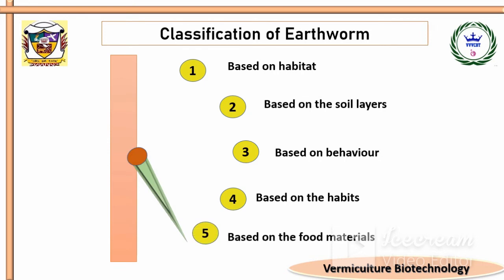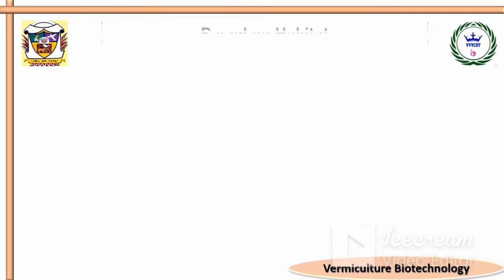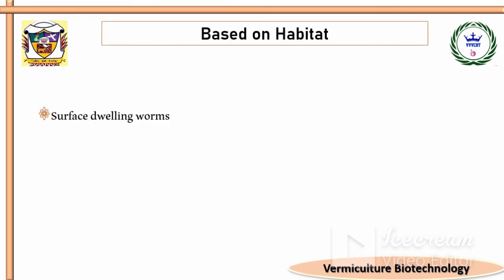Evans and Guild in the year 1947 classified the earthworms into two based on their habitat. They are surface dwelling worms and deep dwelling worms. Based on the soil layers, Lee has adopted a classification of earthworms into three. They are litter species, topsoil species, subsoil species.